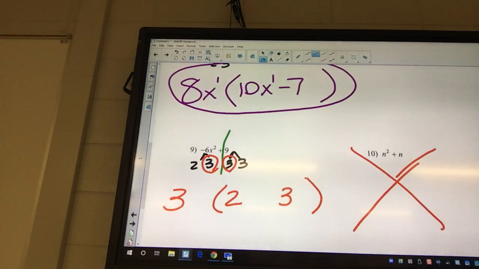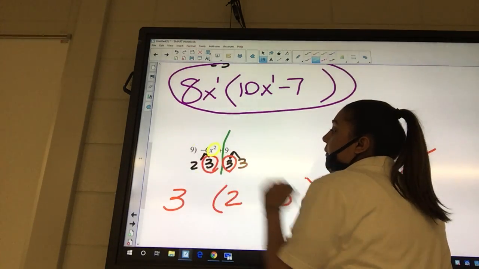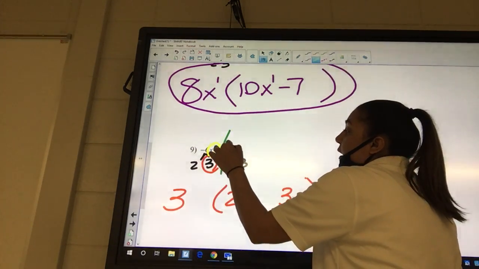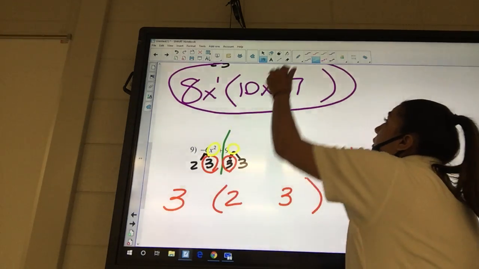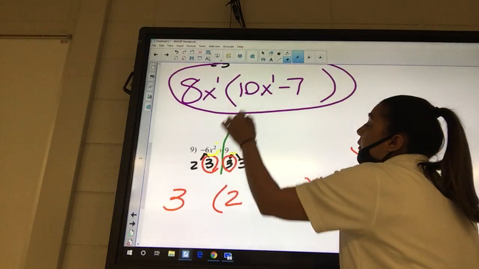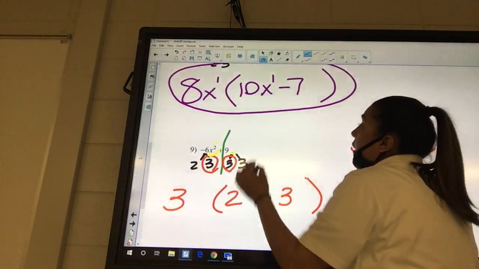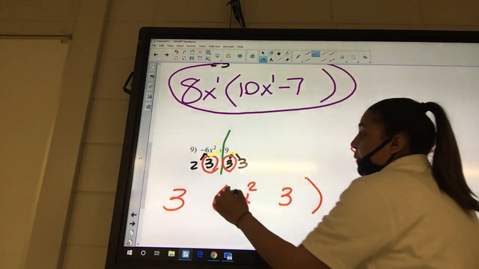Okay, and we say, well, what is the smallest amount of x's that I can take from each? Okay, well, this guy has x to the 2, and he's got no x's over here. So the amount that we can take from each is none, okay? Because you pick the smallest amount of x's, so you can't take any out. So you're going to put all of the x's back where they go. So we got x squared, and then you need to keep all your signs.